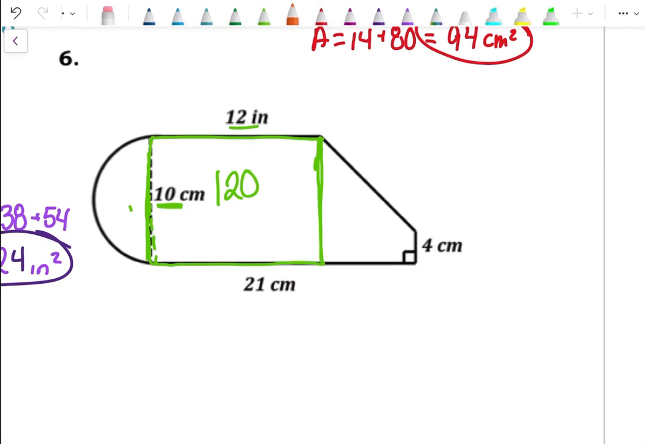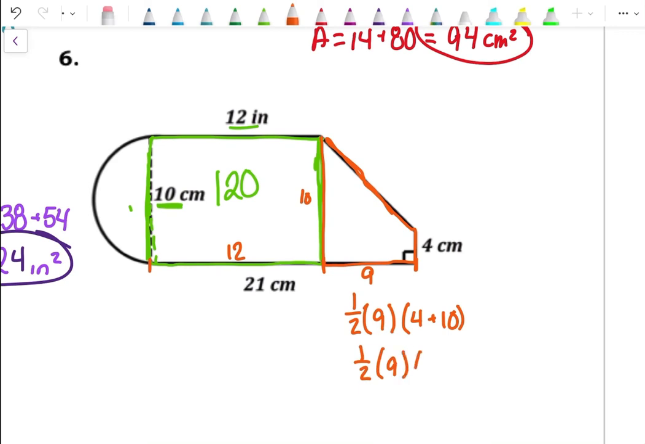Now, if this whole top part is 12, and then that means this bottom little section has to be 12, that means this section on the other side has to be 21 minus 12, which is 9. And also, this is going to be 10 also. So I've made a weird looking trapezoid kind of shape over here. Let's find the area of that. That's going to be 1/2 my height, which is 9, times base 1, we'll call 4, plus base 2, we'll call 10. So that's 1/2 of 9 times 14, which is 63. So this is 63.